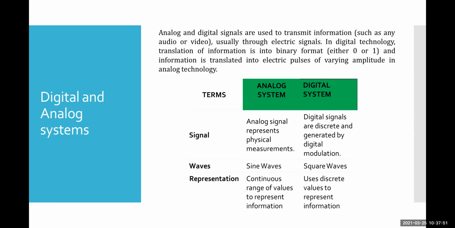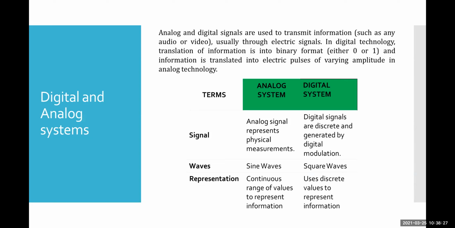What is the main difference between signal, waves and representation? Analog signals represent physical measurement while digital signals are discrete. So the one main key difference between analog and digital is that analog in nature is analogous, while digital in nature is discrete. Digital signals are generated by digital modulation. If you want to generate any signal in the digital system, it is possible using digital modulation, while in the analog system it can be generated by physical measurement. You need to perform the practical, then after you can generate the signal.